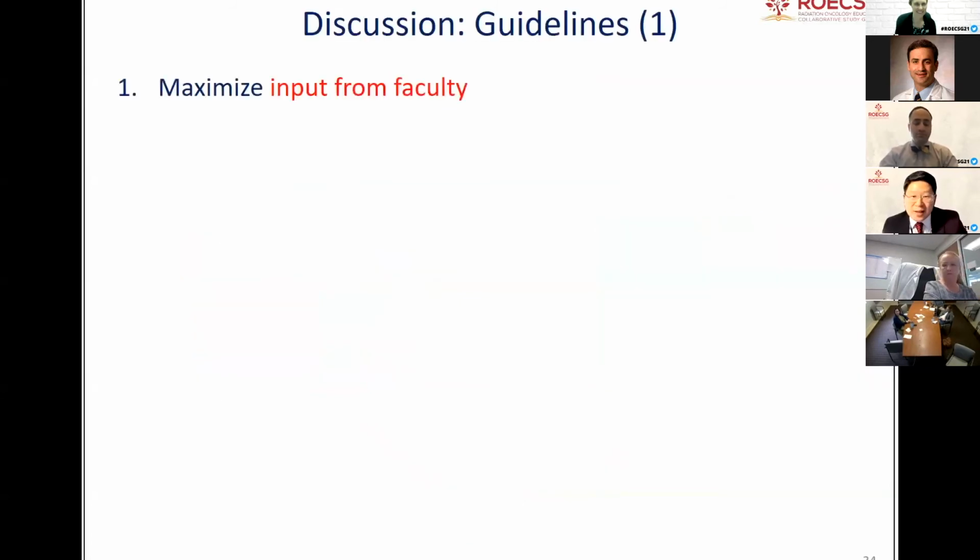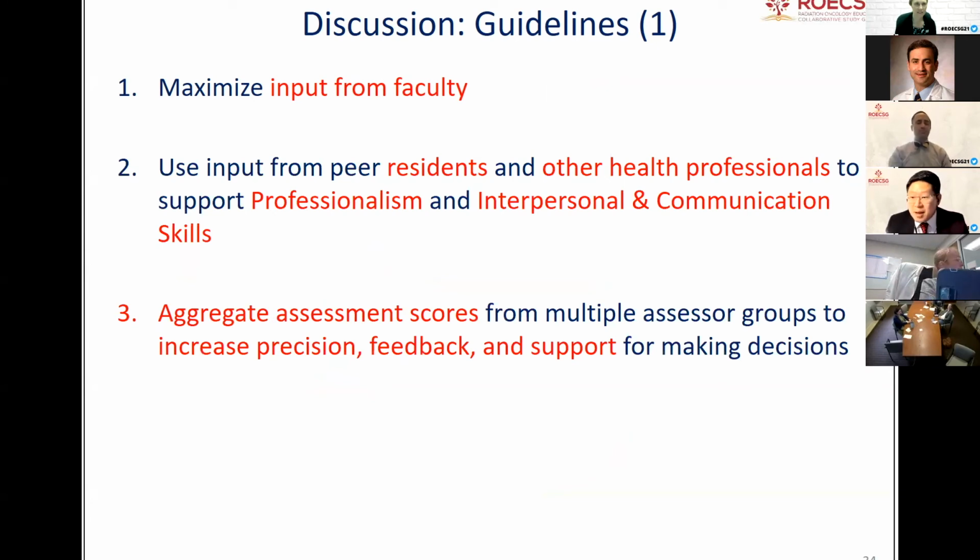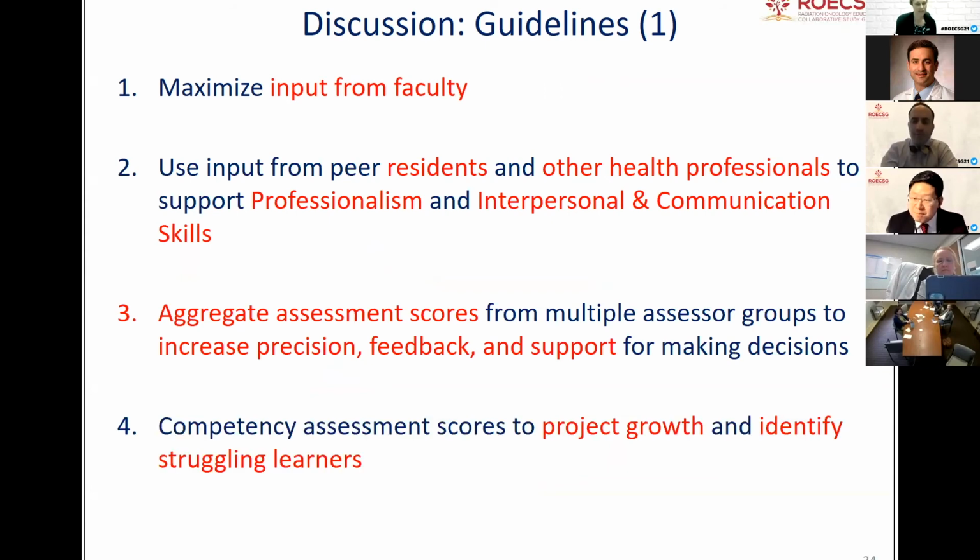My last two slides here are just a summary of the key recommendations that I have from the empirical evidence around maximizing input from faculty, using information from learners and from other health professionals, because gathering that level of data is so important in maximizing the quality of our assessments. Also, aggregating scores improves the precision, as you saw from the reliability aspects.